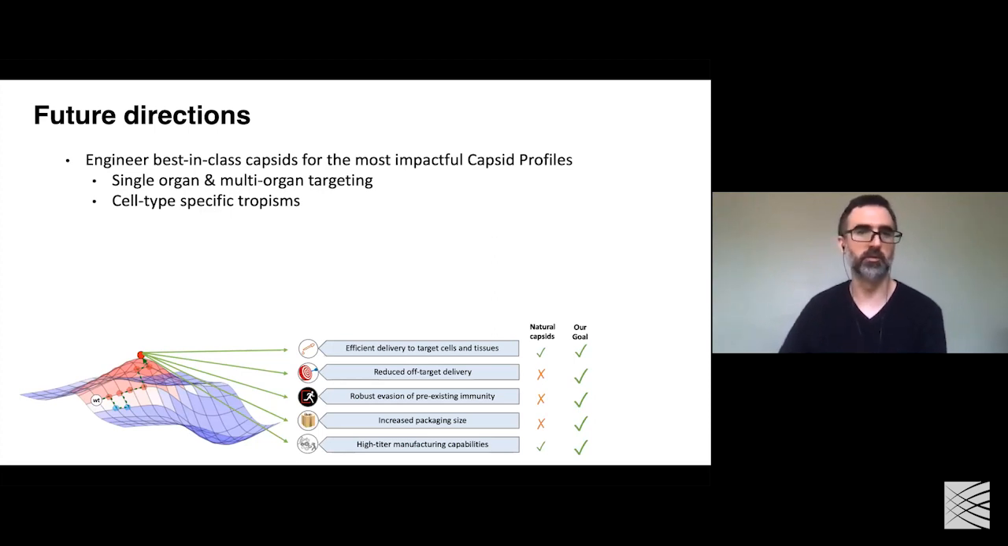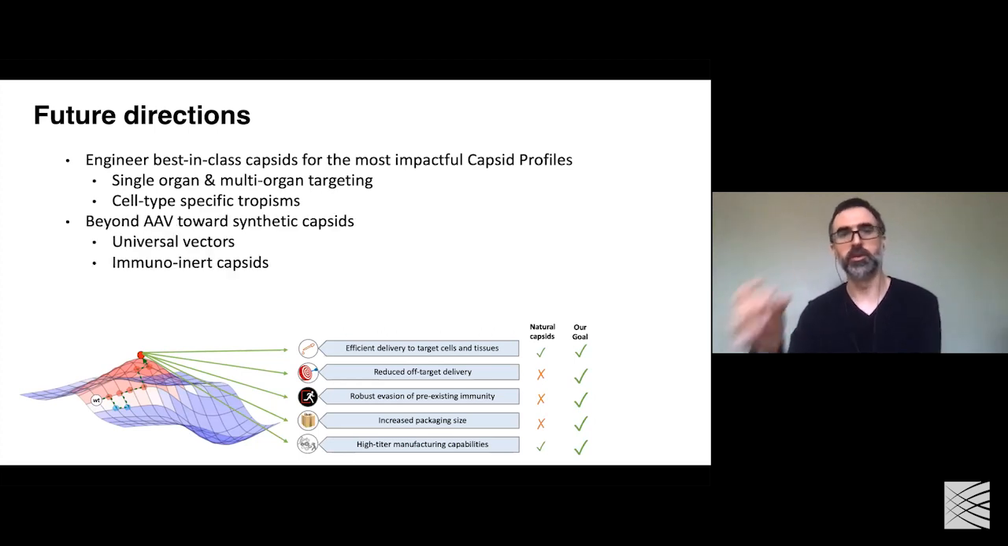That can be both single organ and multi-organ targeting, as well as even at the level of cell types, AAV specifically targeted to individual cell types. There's going beyond AAVs towards synthetic capsids, which has the potential to generate universal vectors, which can treat every patient, and also vectors which are immunoinert, meaning that the immune system doesn't react against them. That would be ideal for the purposes of, for example, redosing of gene therapies.